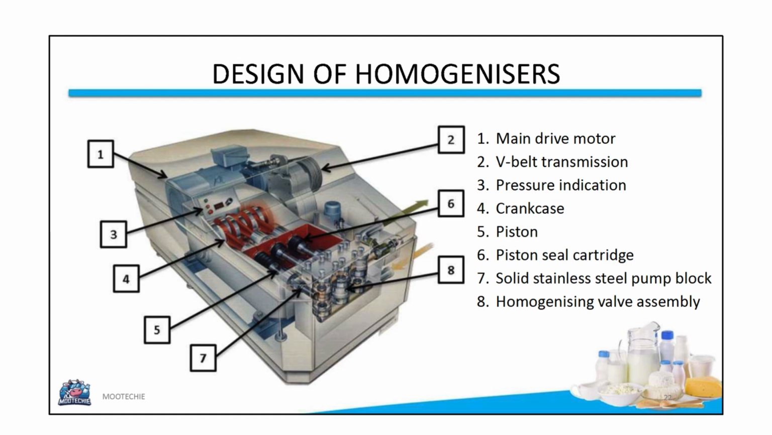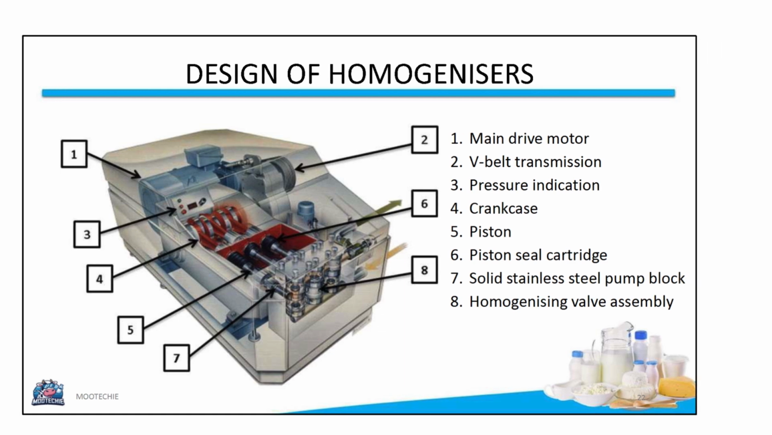The design of a homogenizer includes a main drive motor, a V-belt transmission, a pressure indication system, a crankcase, pistons, piston seal cartridges, a solid stainless steel pump block, and the homogenizing valve assembly. This slide shows an image of a modern homogenizer from GEA.